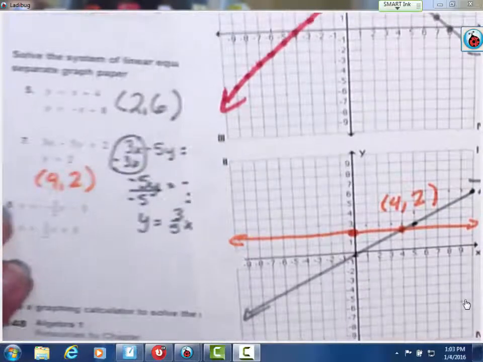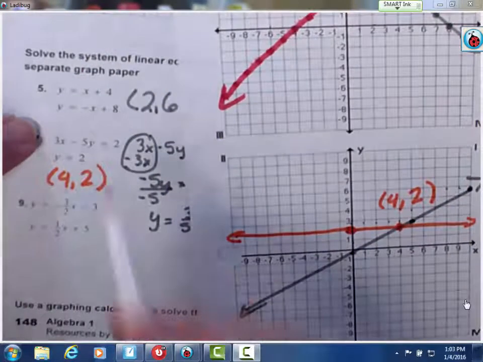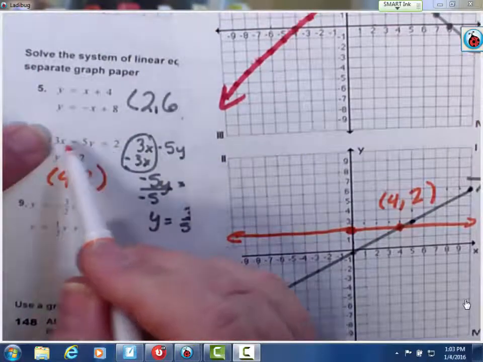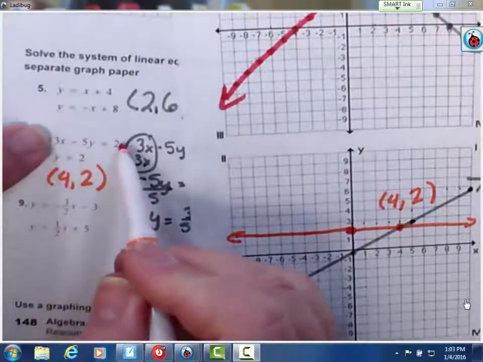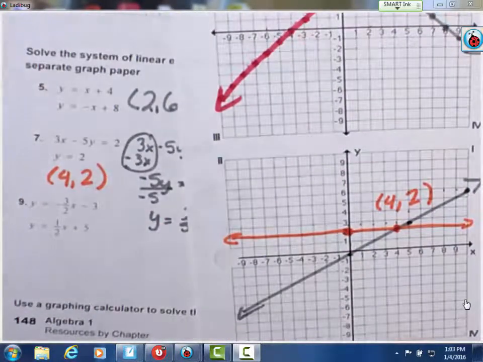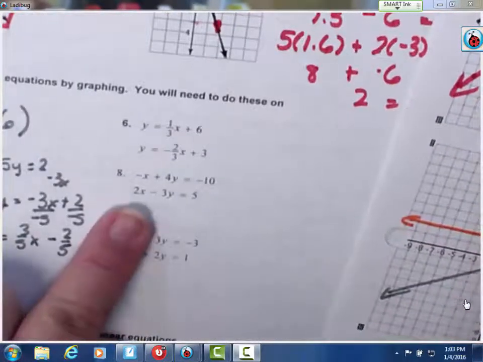So I just went ahead and wrote that over here. If you want to check it, 3 times 4 is 12, minus 5 times 2 is 10, 12 minus 10 is 2, so it works. All right, number 9, I think I'm going to leave for you. Let's take a look at number 8 here.